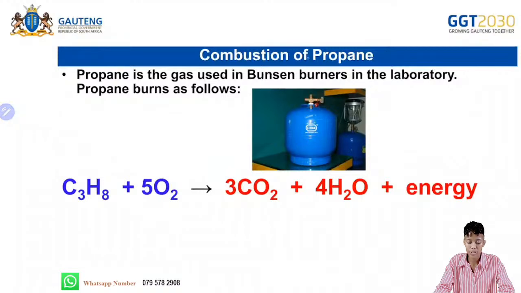So it says combustion of propane. Remember we said if they say combustion or if they say oxidation, it means that they are looking for exactly the same thing. So it says propane is the gas used in Bunsen burners in the laboratory. And then it says propane burns as follows.